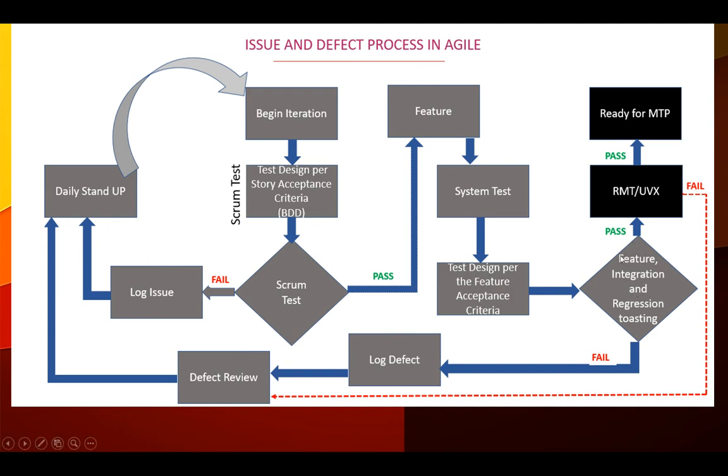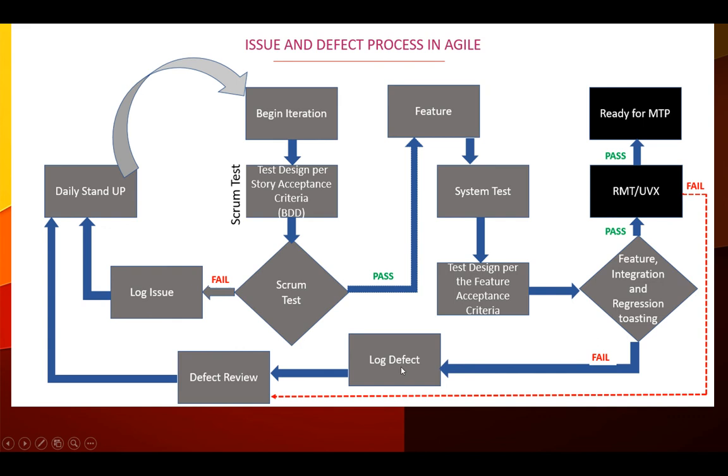But what happens if your story is failing and it is not meeting the feature acceptance criteria? That time you will log a defect. You will have to create a story for that defect. That defect story will go to the defect review meeting and get prioritized, and the Scrum team will add it to their backlog based on the defect priority, how they can address that defect, and what their bandwidth is. So anything you find in the system test will be treated as a defect.